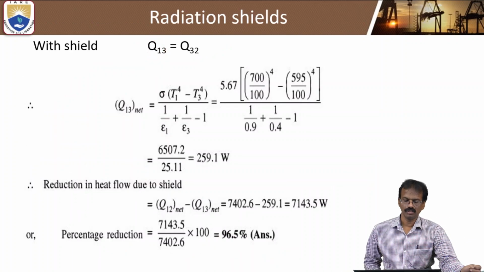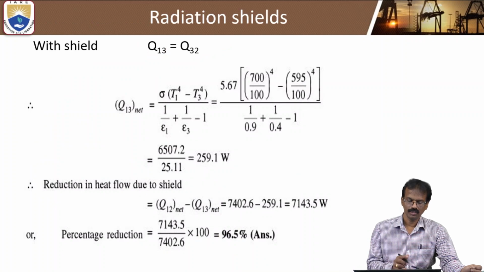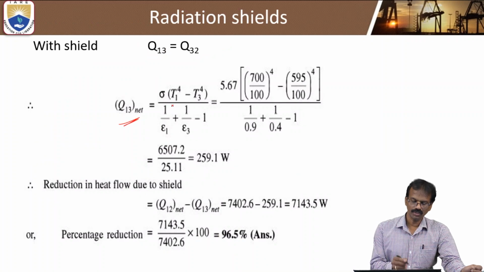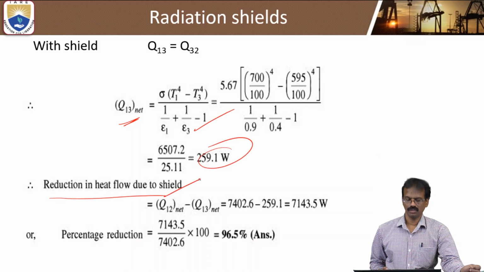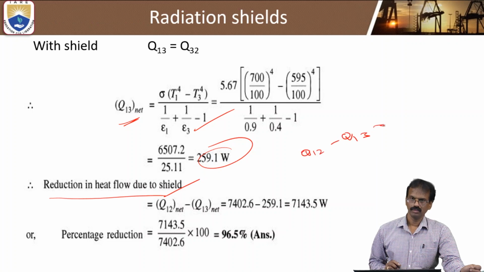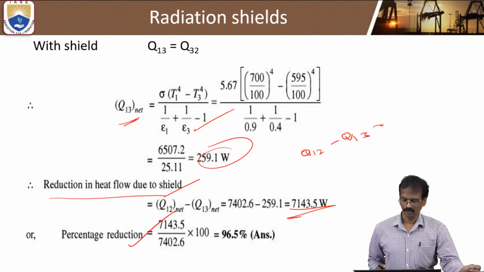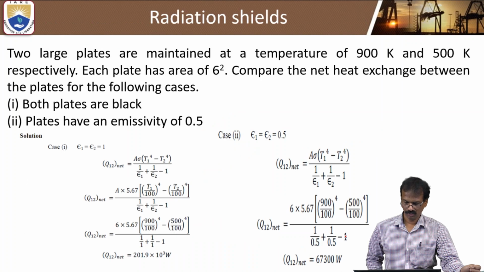If you know the temperature of the shield, then you can use that Q12 net. Q12 net is equal to sigma (T1 to the power 4 minus T3 to the power 4) by (1 by epsilon 1 plus 1 by epsilon 3 minus 1). So this is the value. Reduction in heat flow due to shield is equal to Q12 minus Q13. So this is the value. Then you can find out the percentage. The percentage of reduction is equal to 96.5%. So this is one more numerical.